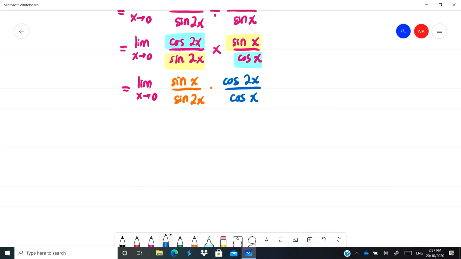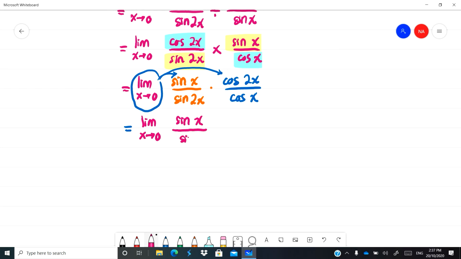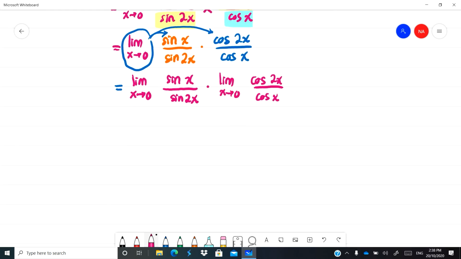Right, so I'm gonna distribute this limit to this part and also this part, so we will have limit of x approaching 0 of sine of x divided by sine of 2x. That one you have to multiply with limit as x approaching 0 of cos of 2x divided by cos of x. Okay, so now we have to divide each term at this part by x.